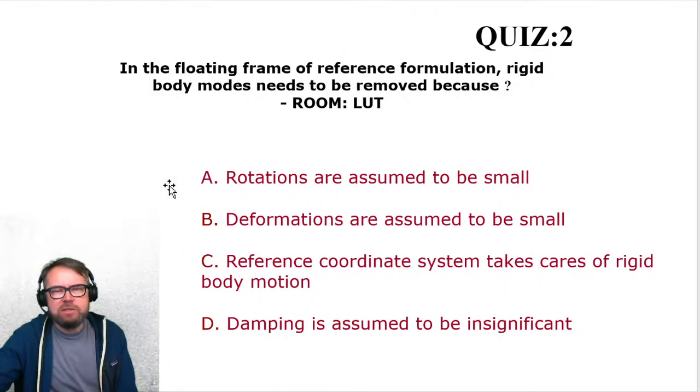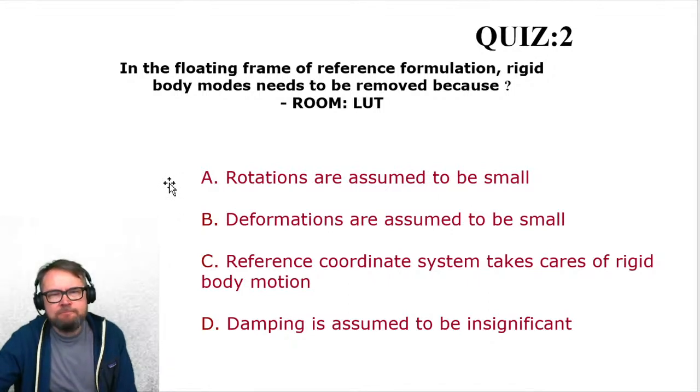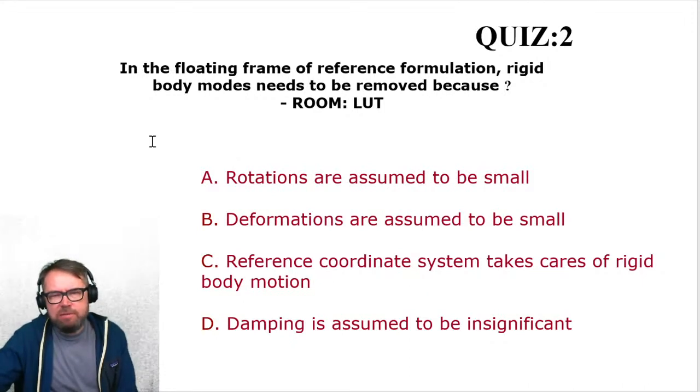In the floating frame reference formulation, rigid body modes need to be removed because rotations are assumed to be small, deformations are assumed to be small, the reference coordinate system takes care of the rigid body motion, and damping is assumed to be insignificant.